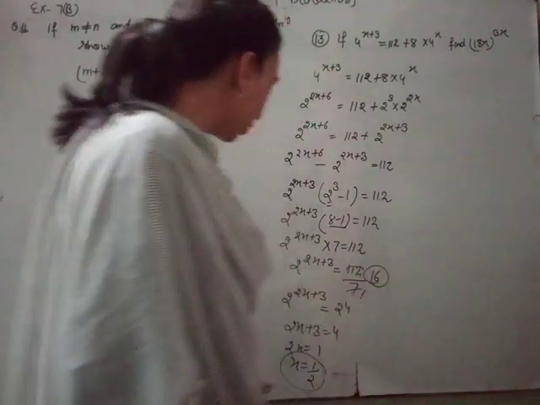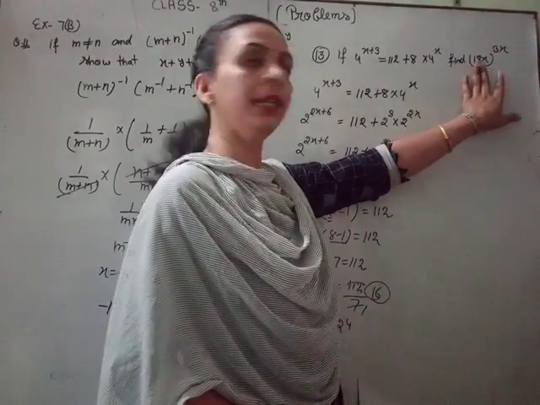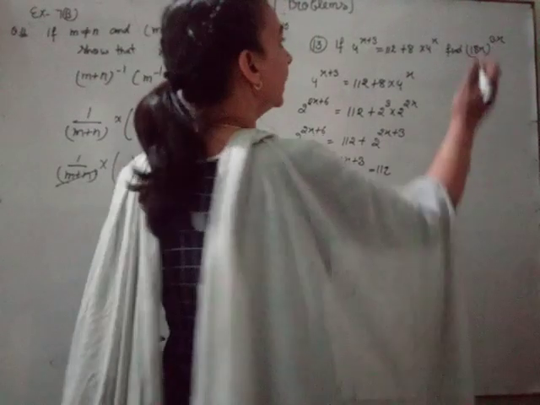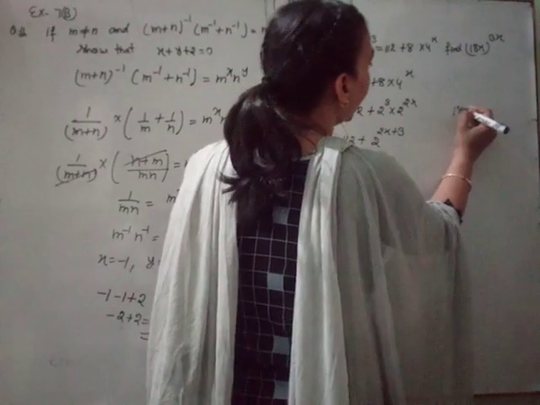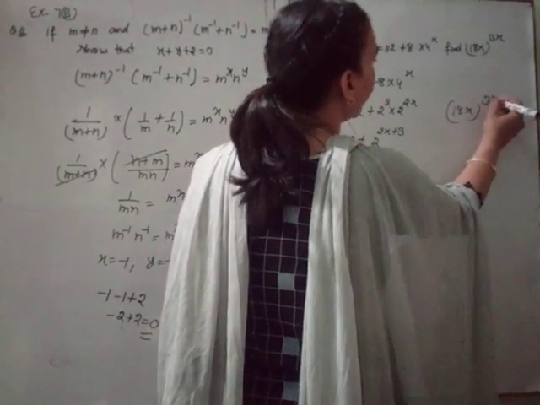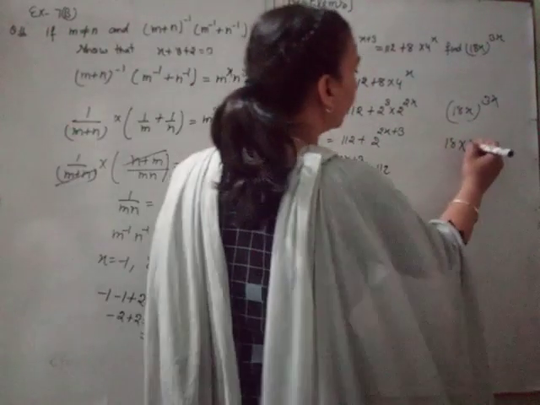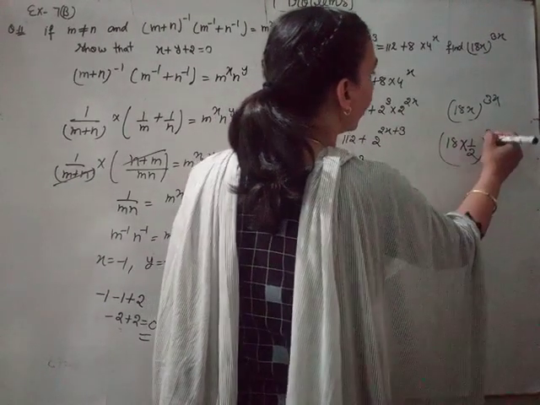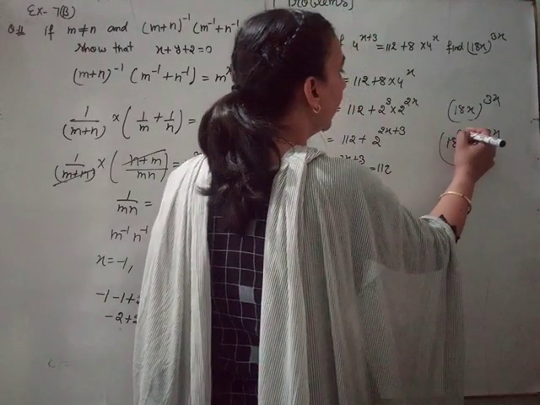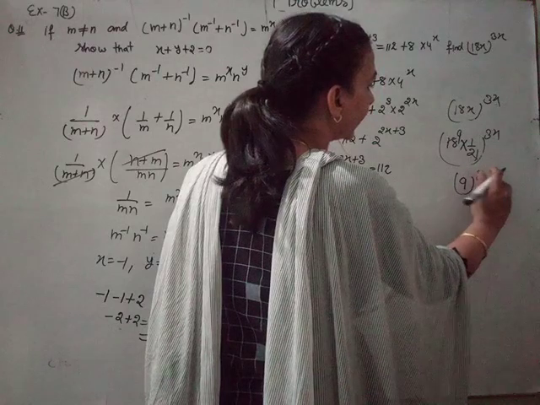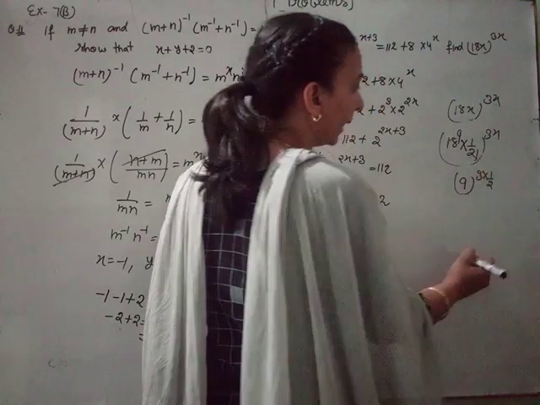For x equals 1 by 2, we put it in this, then we find the value of 18x raised to the power 3x. 18x raised to the power 3x, 18 as it is. Students, put the value of x as 1 by 2, and 18 times 1 by 2 is 9. Okay, then 9 raised to the power 3x, with x in place of 1 by 2.